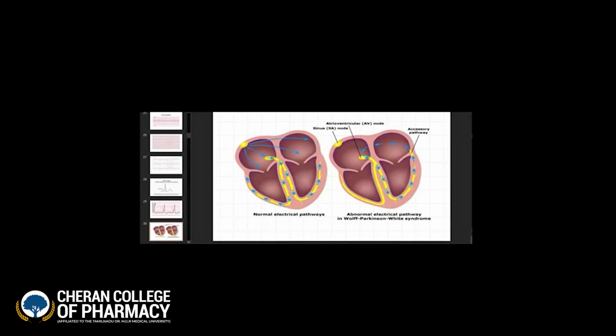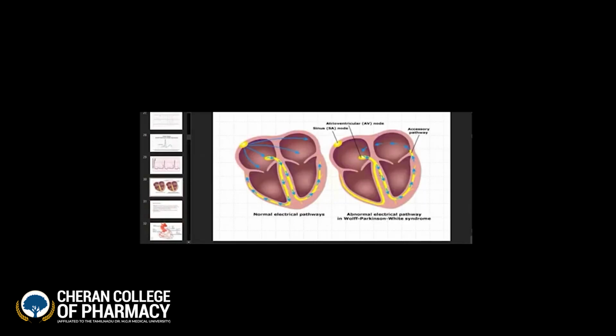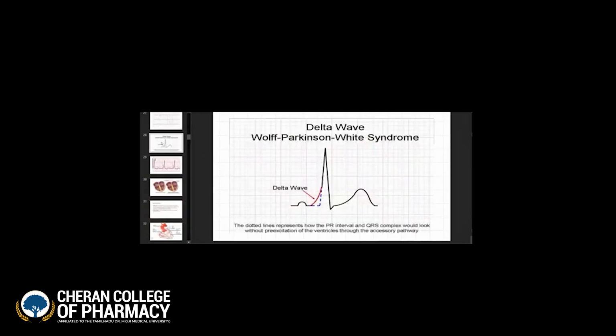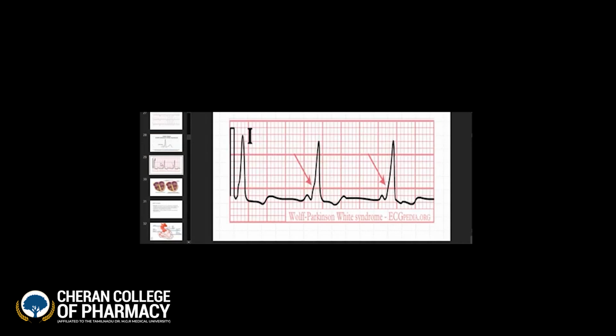Bundle of Kent, Wolff-Parkinson-White syndrome. Okay, these are the accessory pathways generating and giving the impulse. Okay, this is the delta wave, how it looks for the P delta and Wolff-Parkinson-White syndrome.